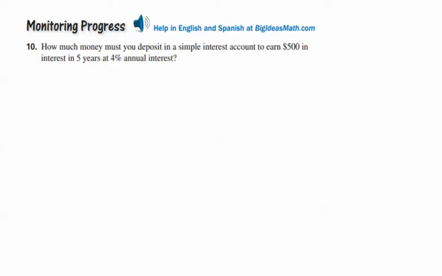So again, here we're working with interest. Recall your formula. Interest equals principal times rate times time. How much money must you deposit? That's referring to principal. So here we say principal, we don't know. In a simple interest account, to earn $500 in interest, so I is equal to 500, in 5 years, that's time, and at 4% interest rate, again, we're going to write that in decimal form as 0.04, which we need to do in order to multiply this all out.